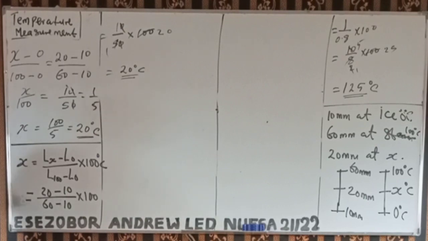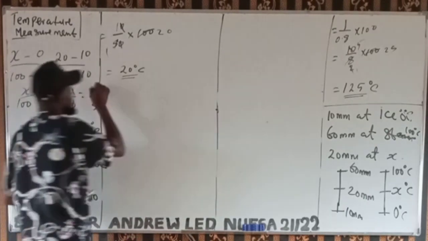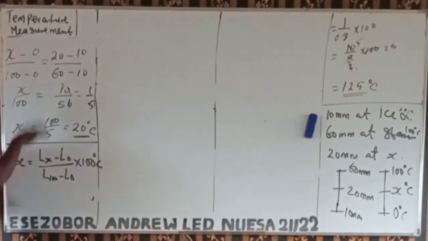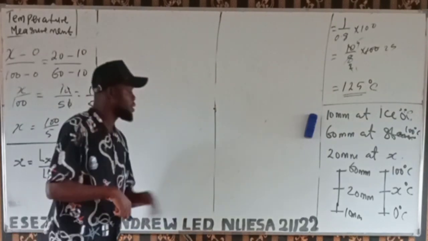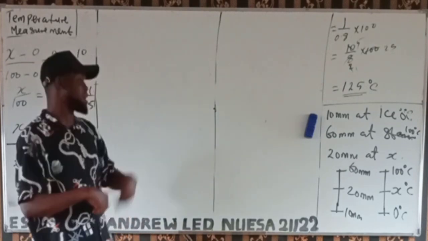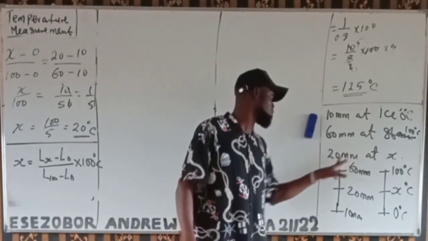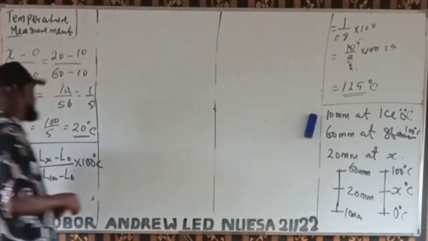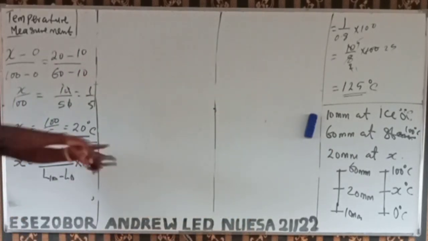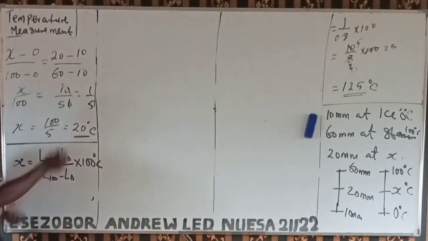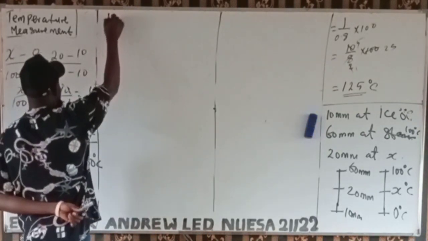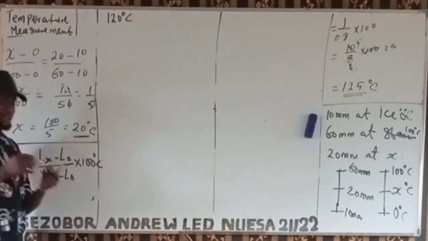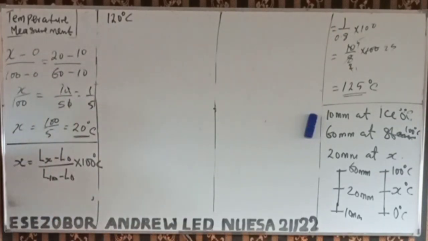So let's look at this same question now. We have already calculated the temperature decrease that corresponds to 20 millimeters. Now let's look at what length of mercury will correspond to a temperature of 120 degrees Celsius. I'm trying to say, if this one is 120 degrees Celsius, what will be the length at this 120 degrees Celsius? That's what I'm trying to say.